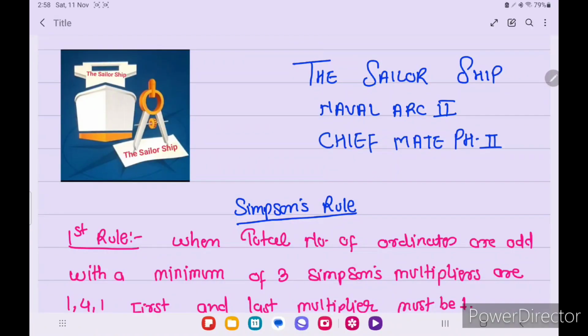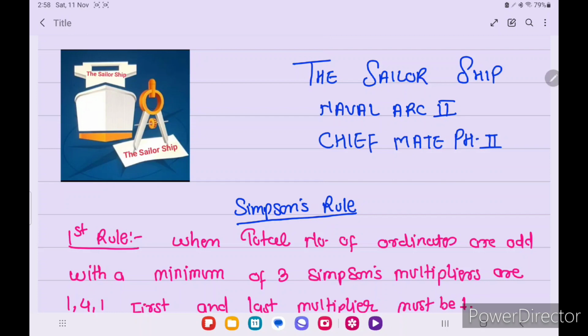Welcome to the Ship. Today we are going to discuss Naval Architecture 2 Simpson's rules to find out the BM transfer and BM longitudinal, which comes in the Part 1 numericals for 25 marks, and it's very simple. In this video we are also doing the past paper solution for a particular Simpson's rules numerical, which came in the achievement phase 2. So let's begin this video.